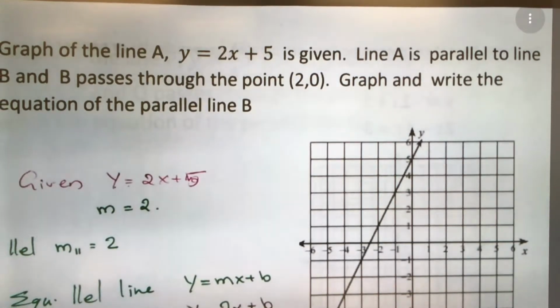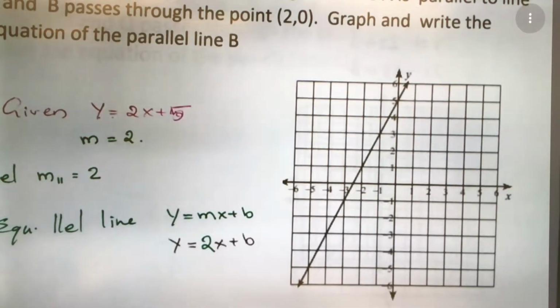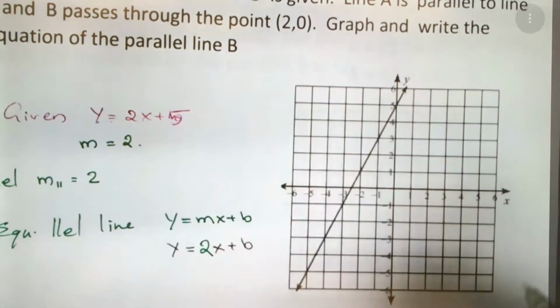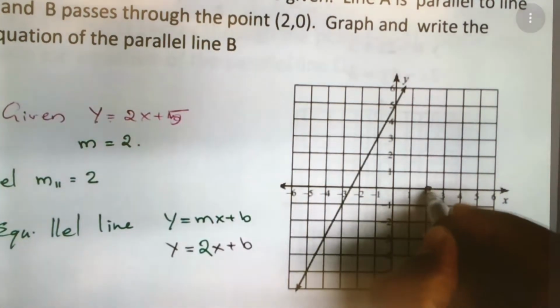Now I need to figure out the y-intercept. You can use either a graphical or an algebraic method to find it. Let us do the graphical method first. I have been given the point (2, 0), and the point (2, 0) is here.